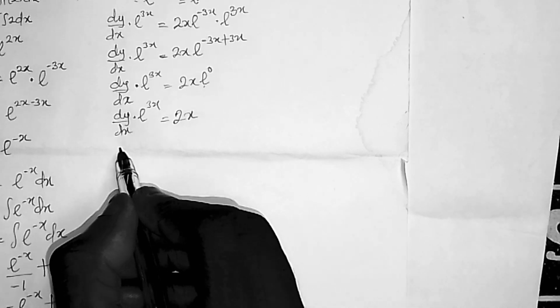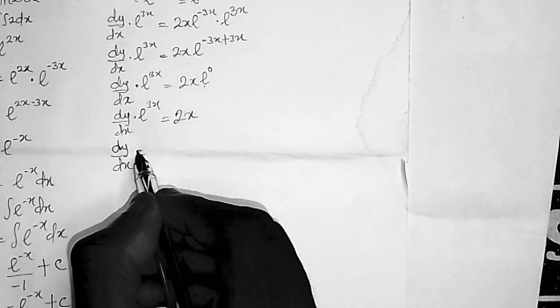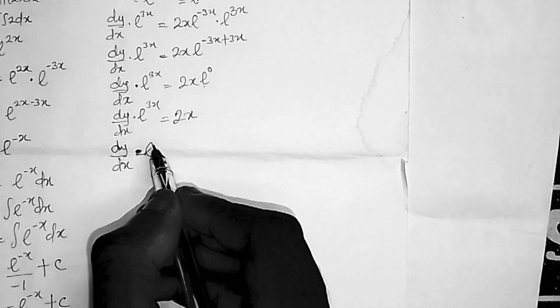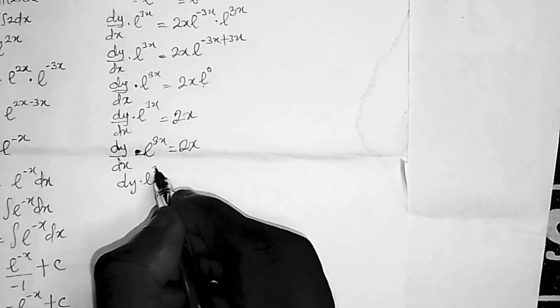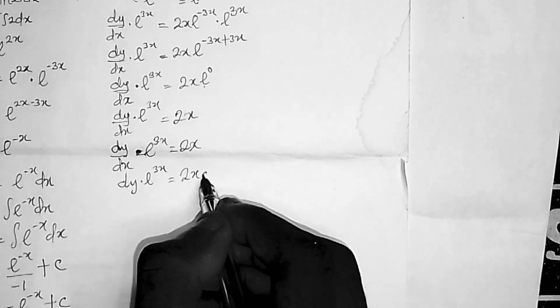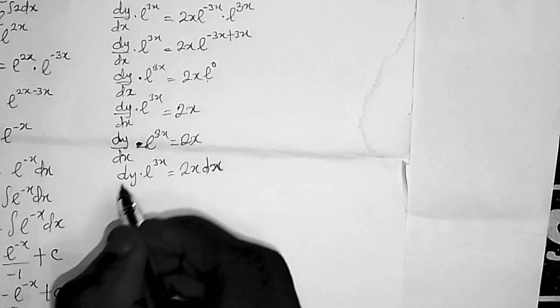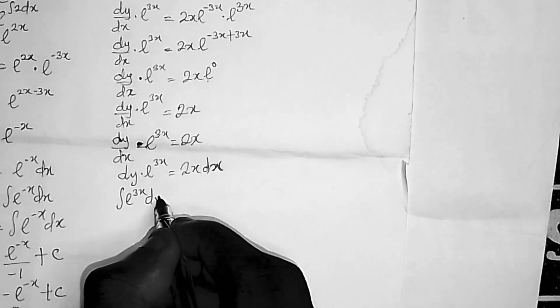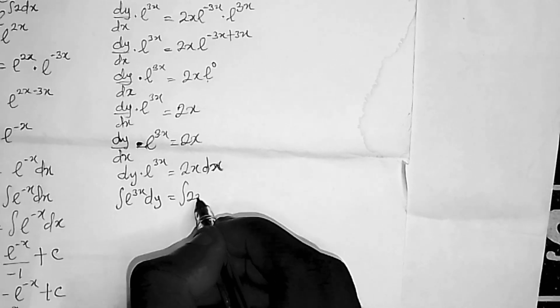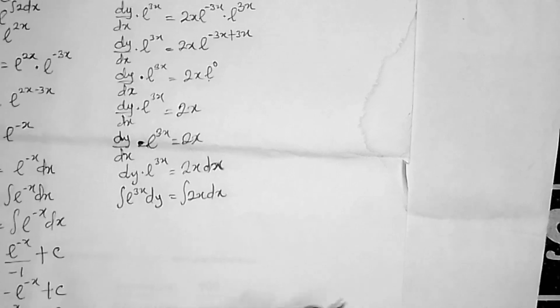That's the next step. So you are going to have dy dx multiplied by exponential 3x equal to 2x. So cross multiply now. Cross multiply, you are going to have dy multiplied by exponential 3x equal to 2x dx. After this, what did I say the next step is? The next step is to integrate both sides. So integrating both sides, you are going to have integral exponential 3x dy equal to what? Integral 2x dx. Dy exponential 3x is the same thing as exponential 3x dy. So don't be confused about that.